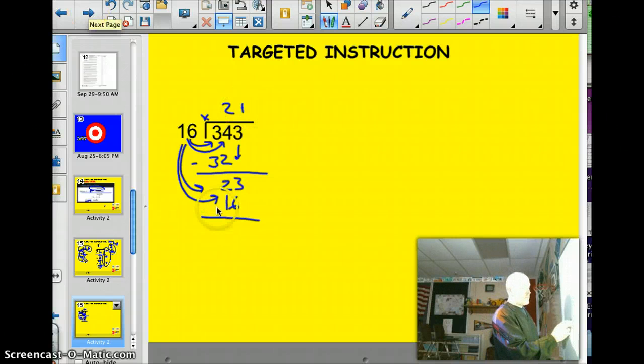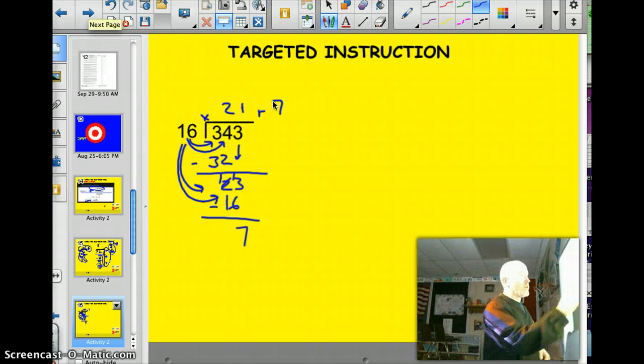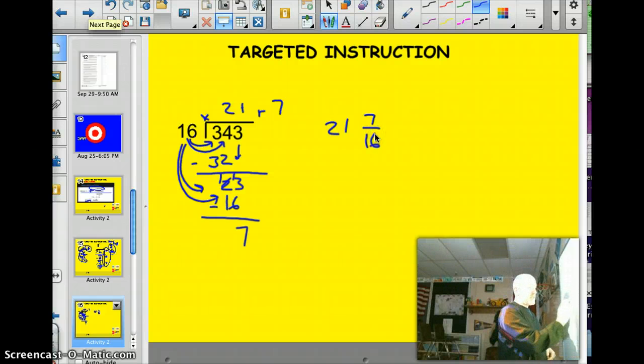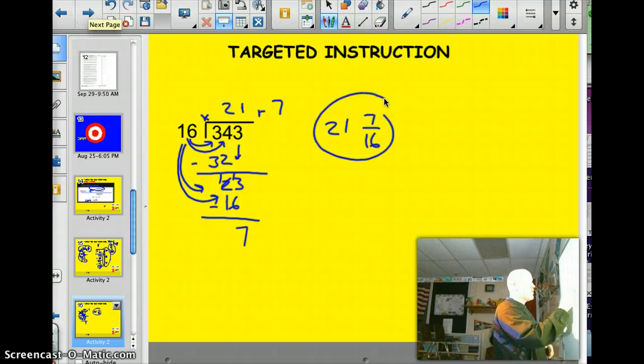I've got to subtract here. I can't take 6 from 3, so I trade it out. 13 minus 6 is 7. I've got 1 left up there. 1 minus 1, of course, is 0. So my answer then is 21 with a remainder of 7, or that other way of expressing this is 21 and 7/16ths. I have 7 out of a total of 16 to make a whole. So these are both your answers.